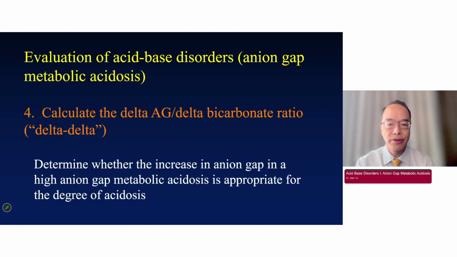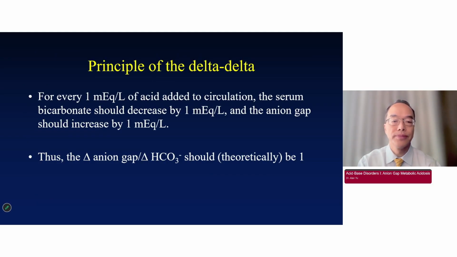And then the final step, specifically for an anion gap metabolic acidosis that helps with the diagnosis, sometimes at least, is to calculate what's colloquially known as the delta-delta. And that refers to the change or delta in the anion gap divided by the change or delta in the serum bicarbonate, so the ratio of the two. And this really determines whether the increase in anion gap you're seeing, the magnitude of it, is appropriate for the magnitude of the acidosis as determined by how much the bicarbonate decreases.